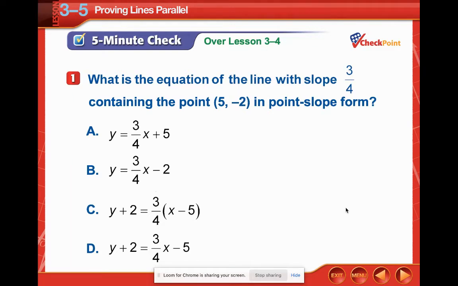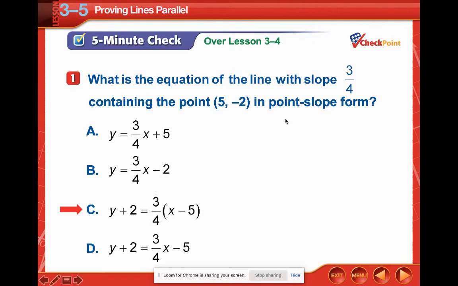What is the equation of the line with slope 3/4 containing points 5 and -2 in point slope form? Why don't you take a second and see if you can solve this one on your own. Hopefully you paused your screen in order to do that, because I'm going to go over the answer really quick. This one ended up being C.